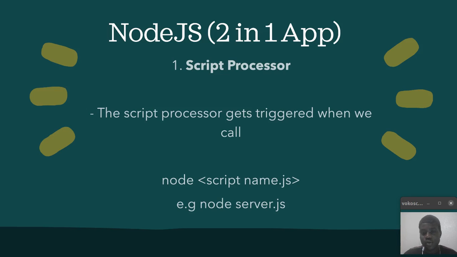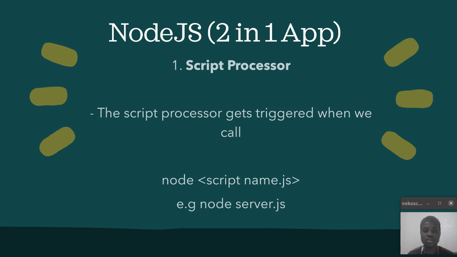The way I look at it, Node.js is a two-in-one application. So what do I mean by a two-in-one application? Node.js has a script processor. That is the first application, right? The script processor gets triggered when we call Node.js, when we say node and then pass the script name. So it's like when you run your Node.js application, you say node space server.js, like in that example. So that's the script processor.